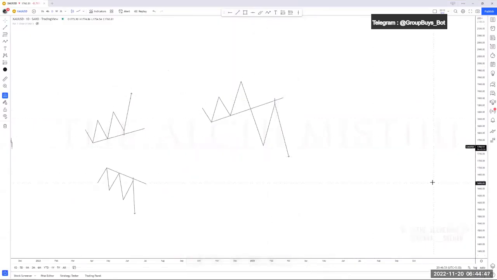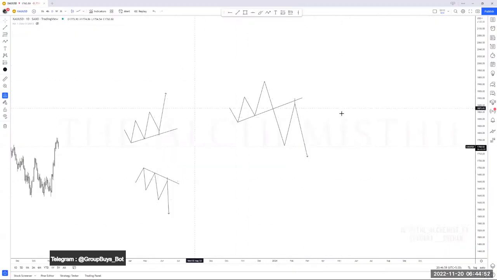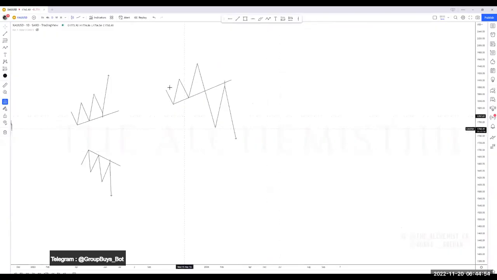Let's talk about multi-time frame stuff later. Let's go through the very basics right now. So this will be the second type. You get it, right? Something like this.